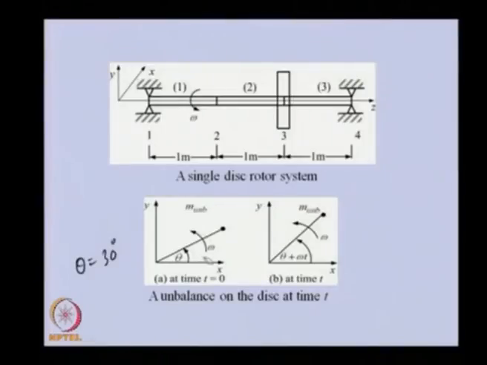So, that means at time t equal to 0, the unbalance position will be 30°, but with time t it will then increase from that position. So, the initial phase is 30°. So, the initial position of the unbalance is here, and with time it then increases in the counterclockwise direction as positive rotation.